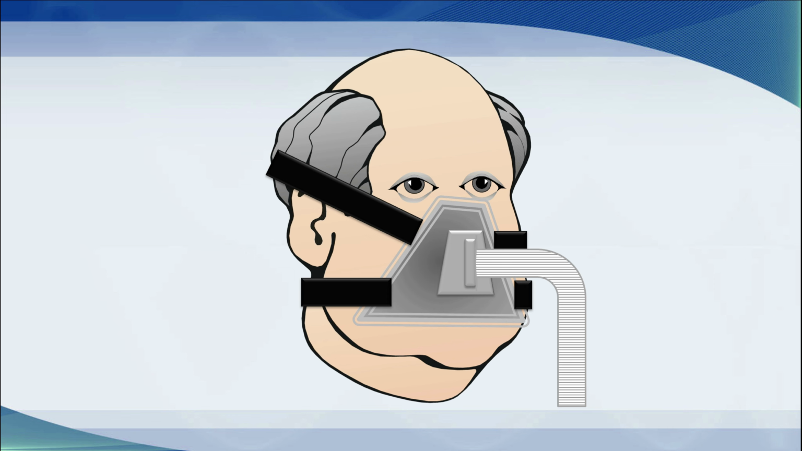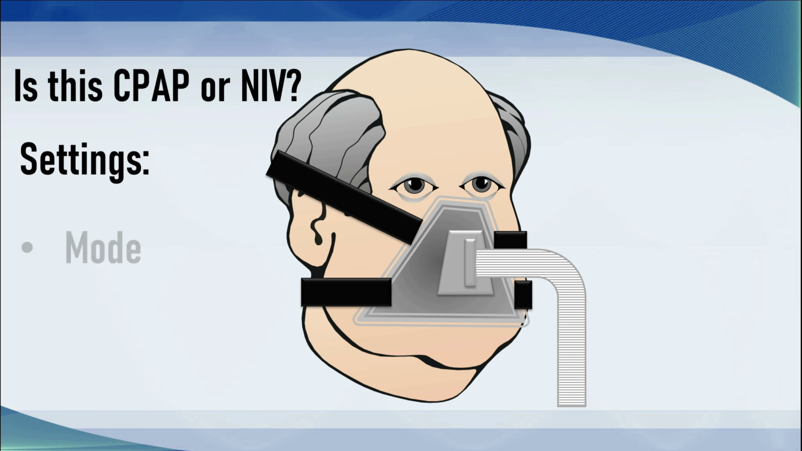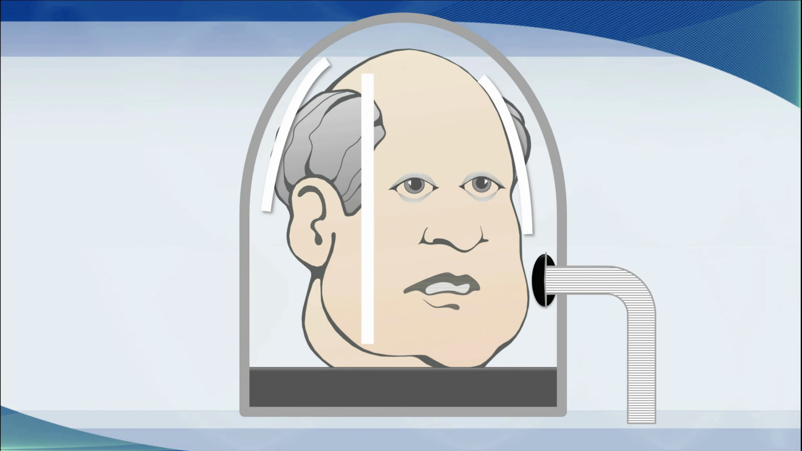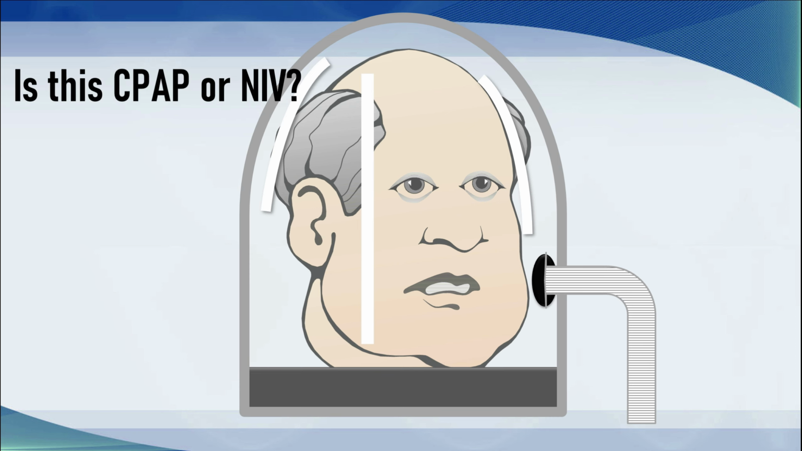Is the patient receiving CPAP or non-invasive ventilation? That is respiratory support on inspiration. And if so, what are the settings in terms of the mode, the inspired oxygen tension, the inspiratory pressure, and the PEEP or EPAP? The patient may be receiving CPAP via a helmet. And again, you want to know if this is CPAP or non-invasive ventilation. Usually it's continuous positive airway pressure.